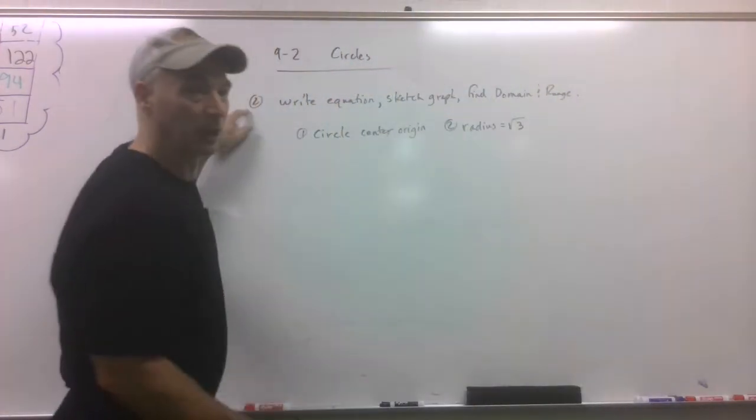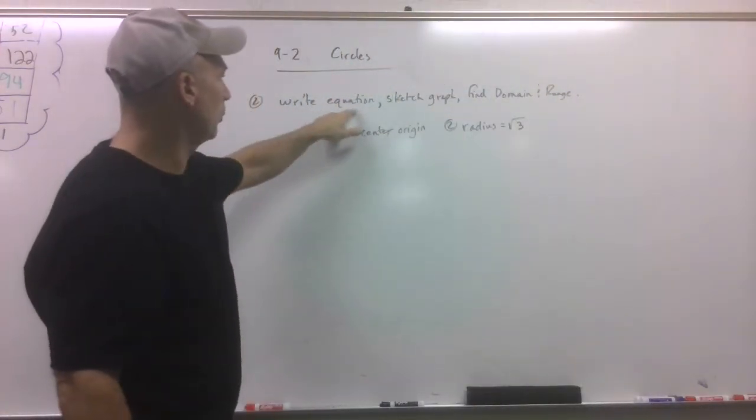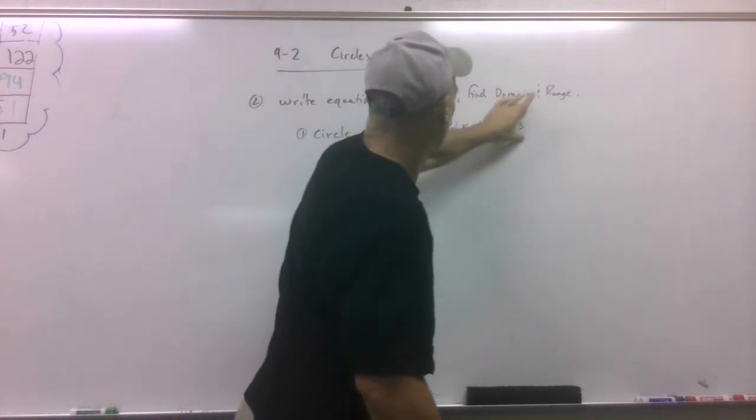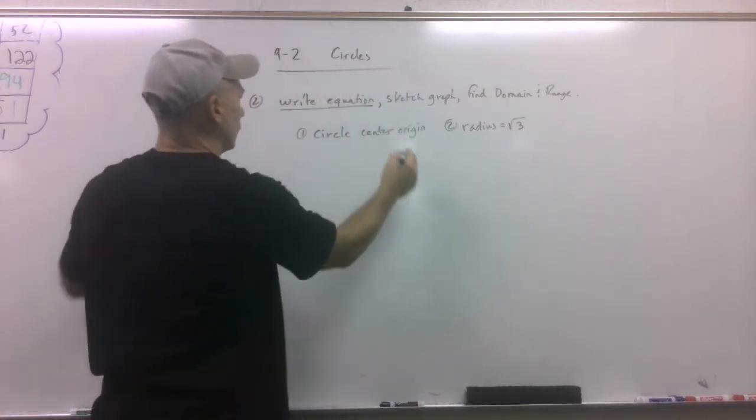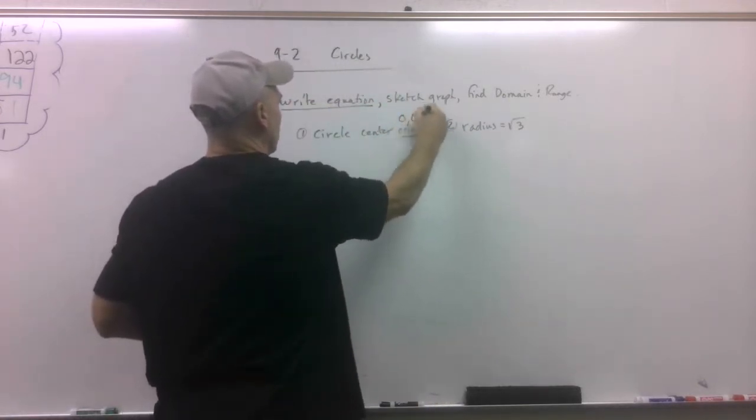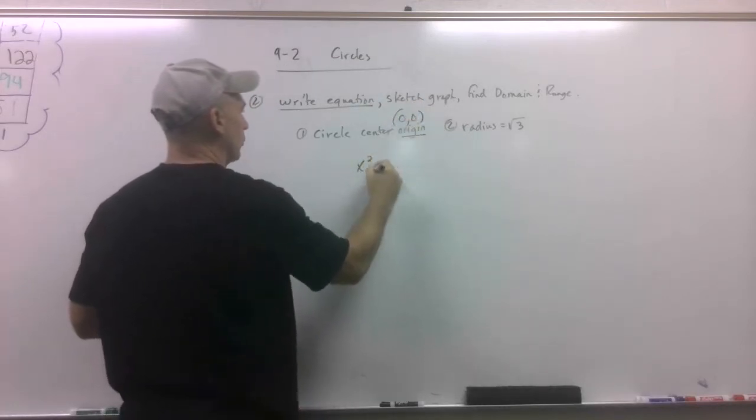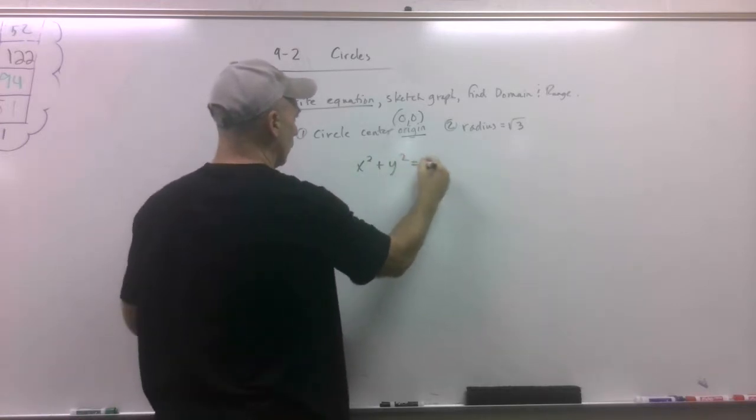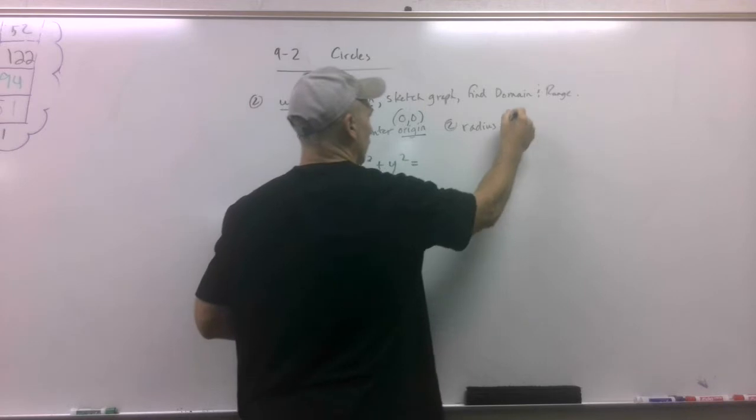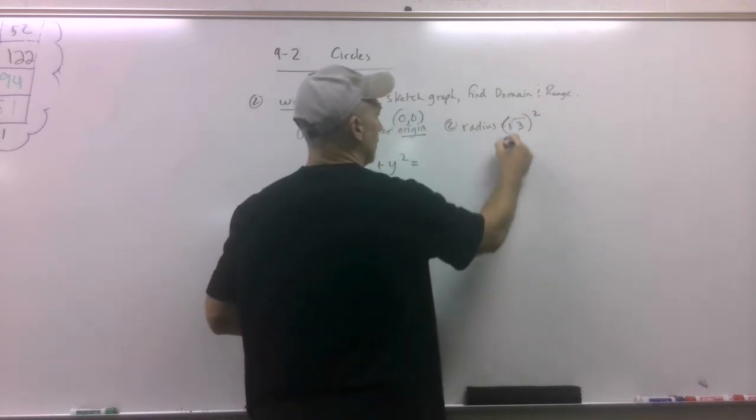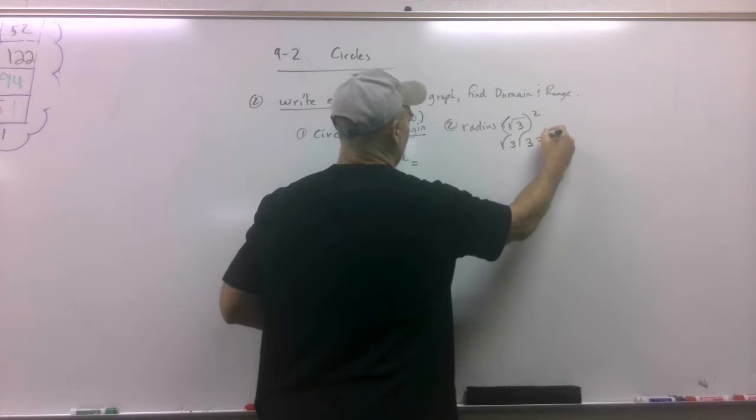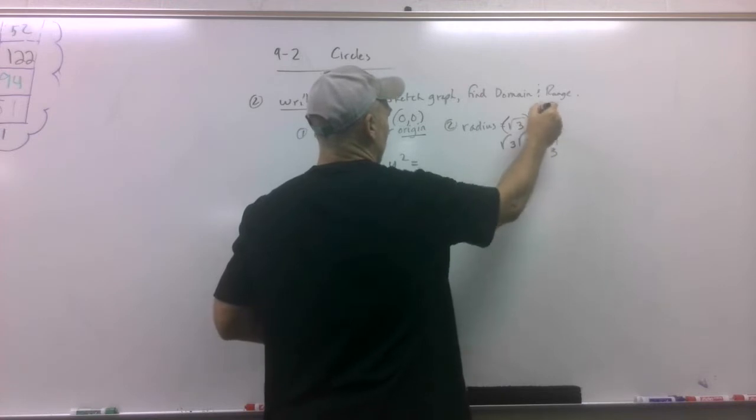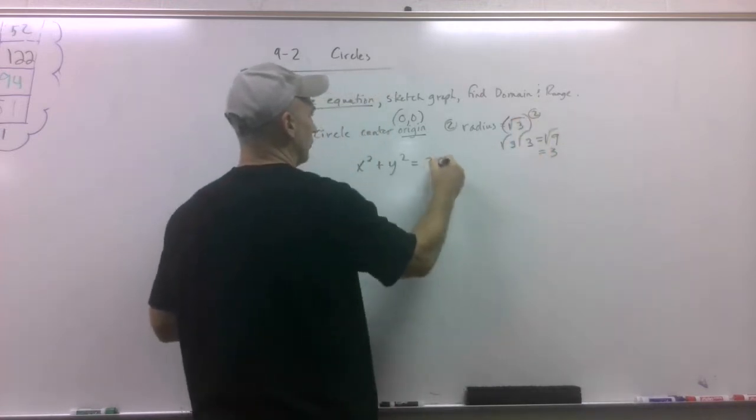Problem number 2, getting a little more difficult. Write the equation, sketch the graph, find the domain and range. So here's your information. Start here, write the equation. Well, if the center is the origin, that just means 0, 0, which means it's going to be x squared plus y squared. No shifts, so there you go. Equals radius squared. So if this is my radius, I got to square it. Now the square root of 3 times the square root of 3 technically is the square root of 9, which is just 3. A lot of people have the trick, that just cancels with that. They're not wrong. So there's my equation.